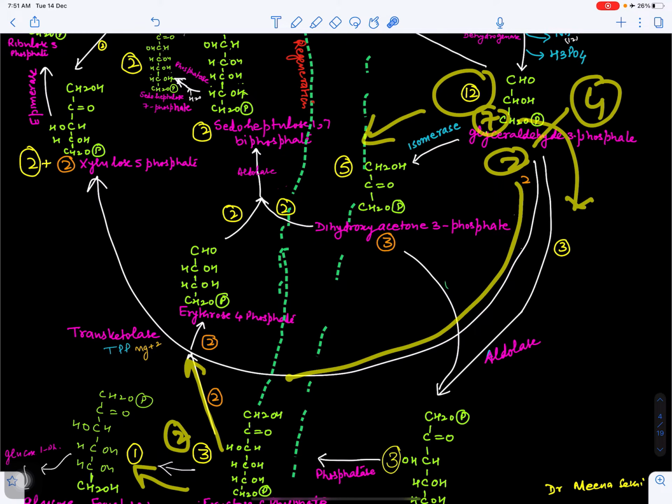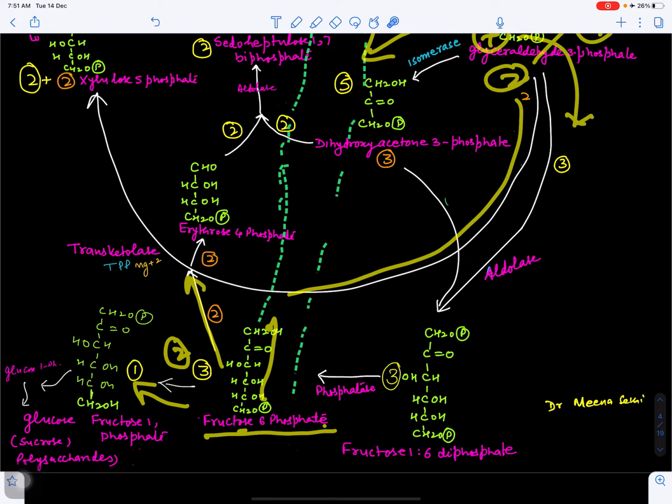So 2 molecules of glyceraldehyde 3-phosphate and 2 molecules of fructose 6-phosphate will combine, right? So this will become 9 carbon in length. This is 6 carbon, now 3 carbon will be added, and this will be 9 carbon in length. Now this will break up here, right? 1, 2, 3, 4, 5, 6, 7, 8, 9, right? So this will break up 4 here, 5 here.